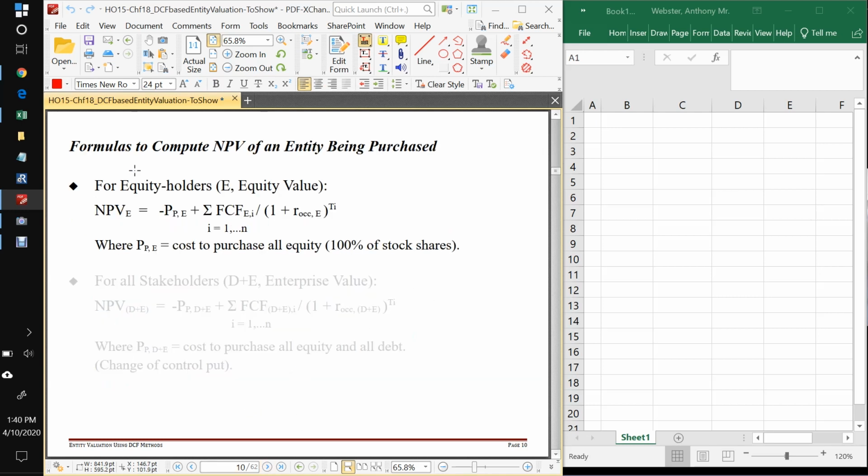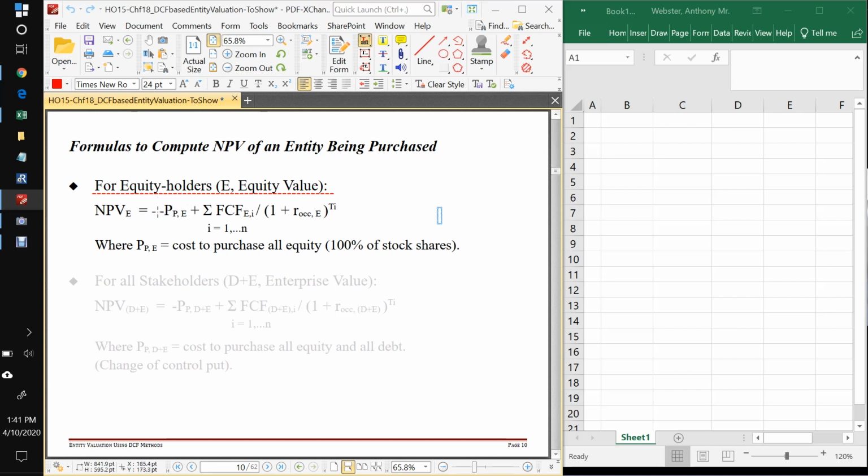So now let's look at some formulas to compute the NPV of an entity that we're thinking of purchasing. Again, I want to look at this from the point of view of owners and all stakeholders. So if we're looking from the point of view of owners, E, we're going to get the value of the equity. So we could say NPV_E, standing for NPV to the shareholders, is equal to minus P_P,E. What does that mean? That's the price that the owners paid to buy the firm.